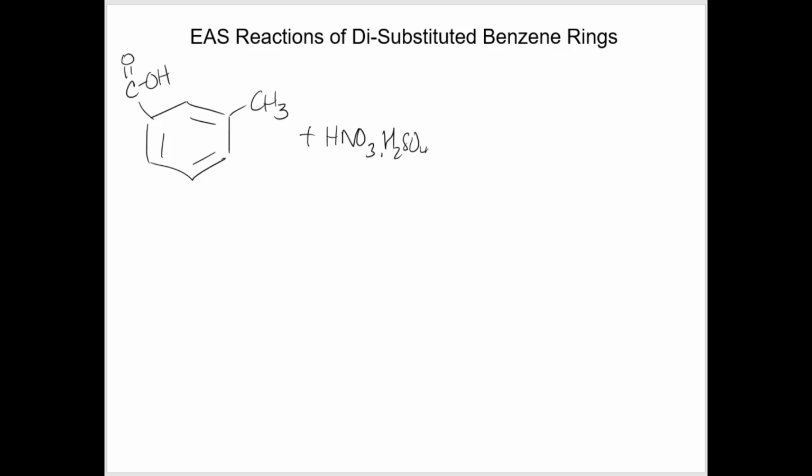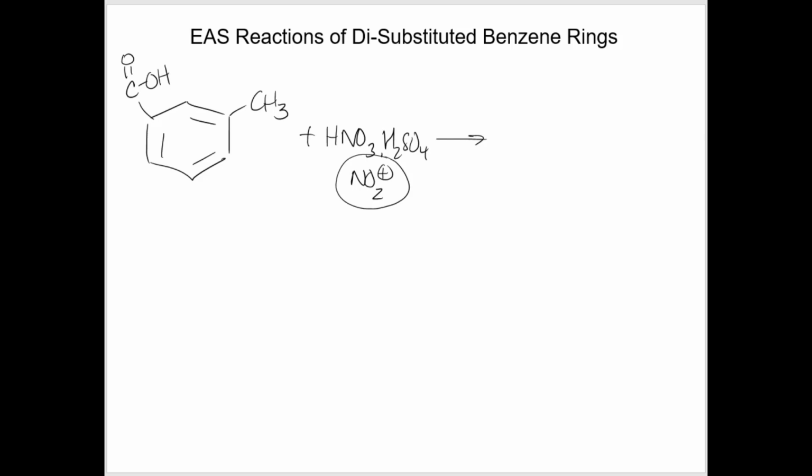But what about a di-substituted ring? What about taking a methyl group and something like, let's do a C double bond O OH group. And let's say I add that same HNO3, H2SO4. Okay. So the first step is, this is an NO2 plus, where's it going to add?